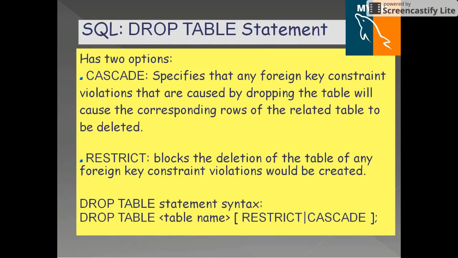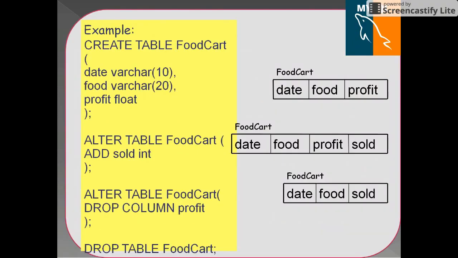So here is a simple example where we want to create a table. Create table food cart. The table name is food cart. We defined three columns: date, food, and profit, and date is of type varchar of size 10. That means it can take up to 10 characters of data. The profit is float. Then there is another command, alter table. So when this command is run, a table is created in this way.